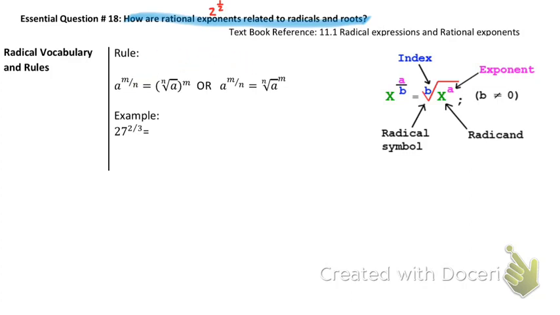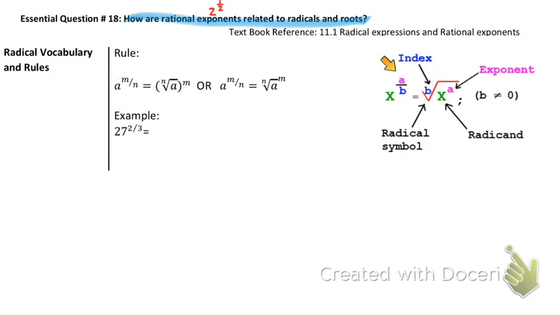The gist of it is that fractional exponents or rational exponents can be turned into radical expressions. That's what we call a radical expression here. And vice versa, if you have a radical expression, we can turn it back into a rational exponent. We'll do an example here.